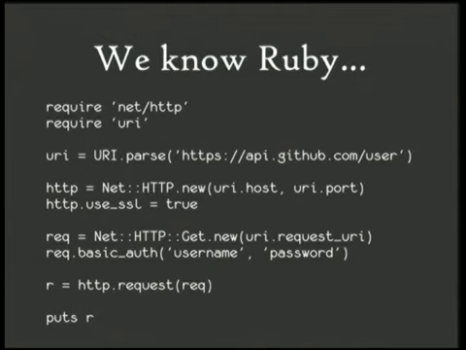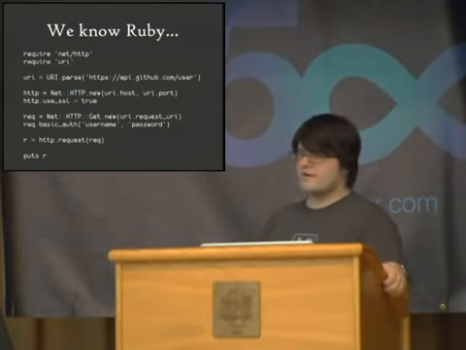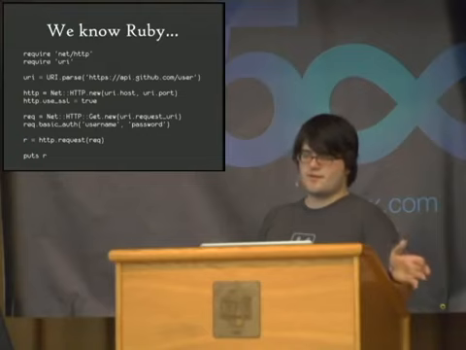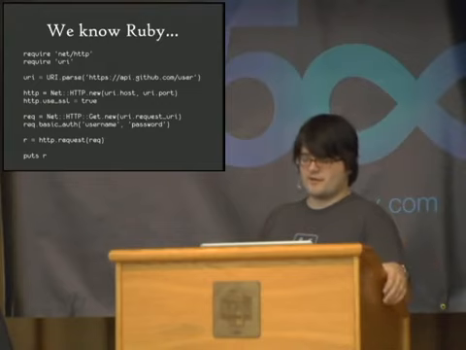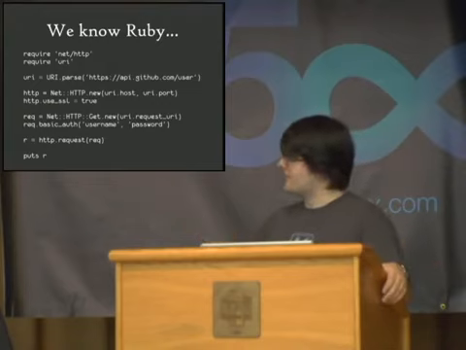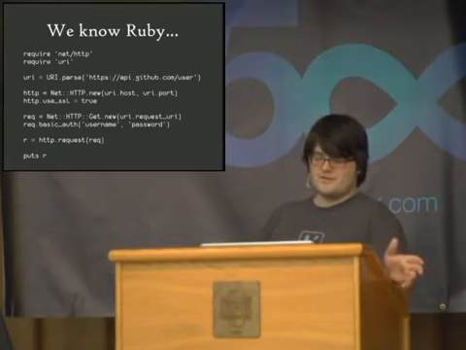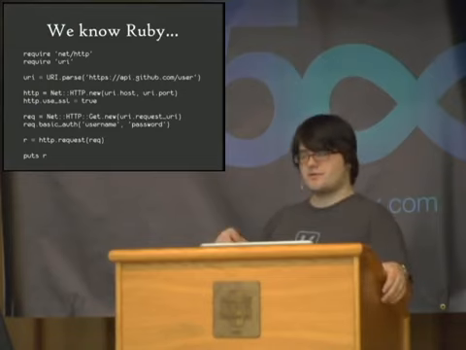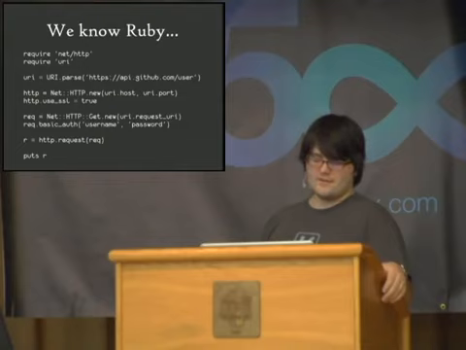So in Ruby here, it's pretty straightforward. It's very verbose, but it is a very explicit set of instructions that you have to give the interpreter. So let's go through it. The first thing you do is you import a net HTTP module, which is available in the standard library, and a URI parser. And then you instantiate the URI parser with the URL, the GitHub API /user. And then you create an HTTP connection, and you pass in the parsed host and port from the URI. And then you tell the HTTP connection to use SSL.